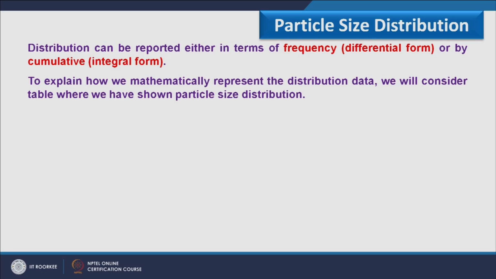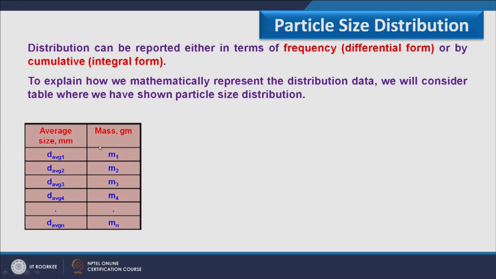integral form. To explain how we mathematically represent the distribution data, we will consider the table where we have shown particle size distribution data. If you remember, this is the table where we have shown average size, that is D average, which is computed by considering the arithmetic mean of sizes of screens used in that fraction, and M1 is the mass available on that particular screen.